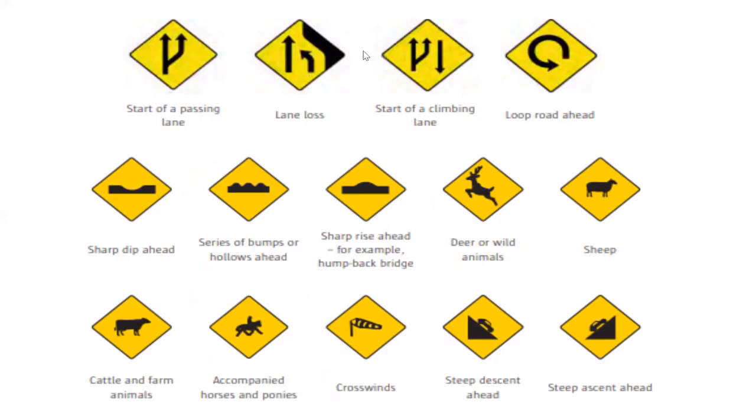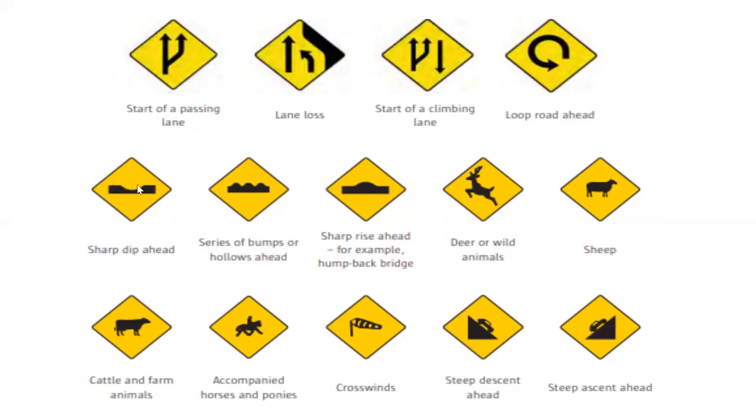These ones, it'll be unusual if you got asked these. So, start of a passing lane. Lane lost, so you're driving and then the lane, this could be for a 2+1 road. Start of a climbing lane. This one is important. Loop road, we covered that one already.